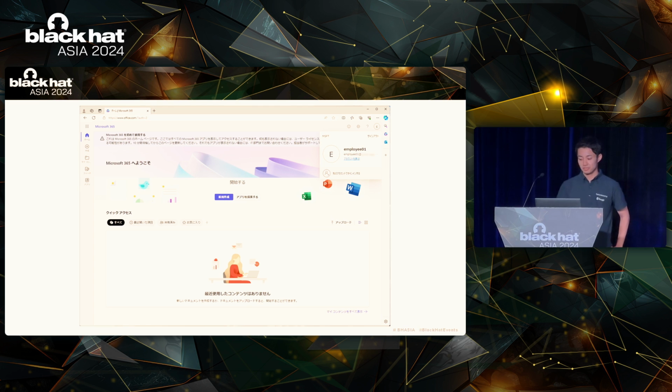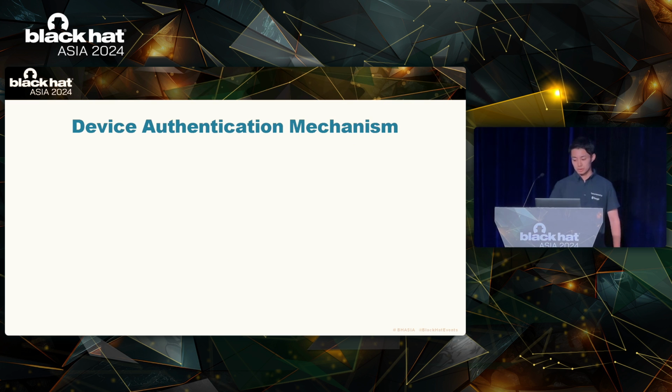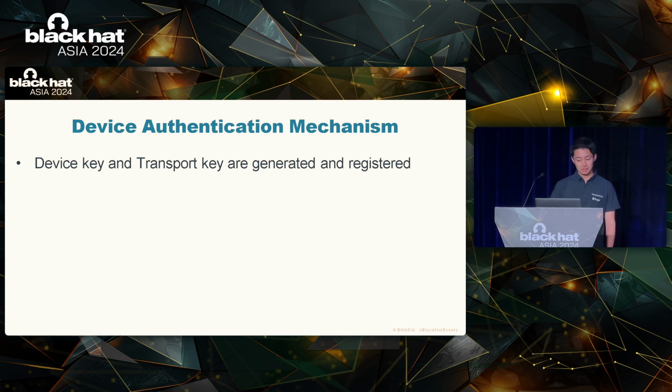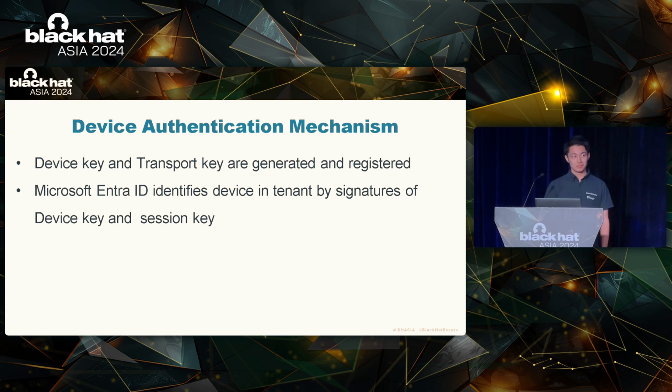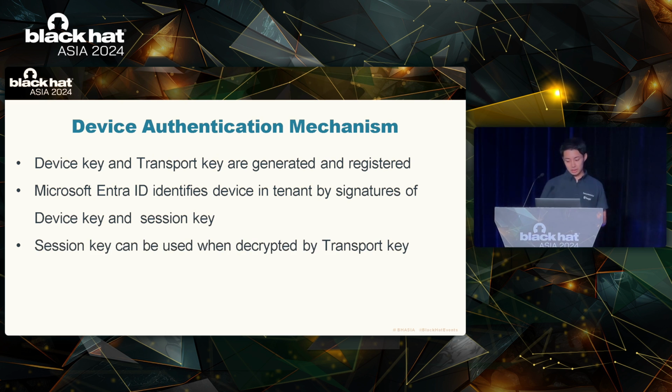So after the device identification, you can access Microsoft resources in the cloud like this. So in summary, during the device registration, the device key and transport key are generated and registered to Entra ID. And then Entra ID can identify which device is used by the signature of the device key and also the session key. But the session key in the response is encrypted, so the device decrypts it with the registered transport key and uses it to sign the PRT and create a PRT cookie.